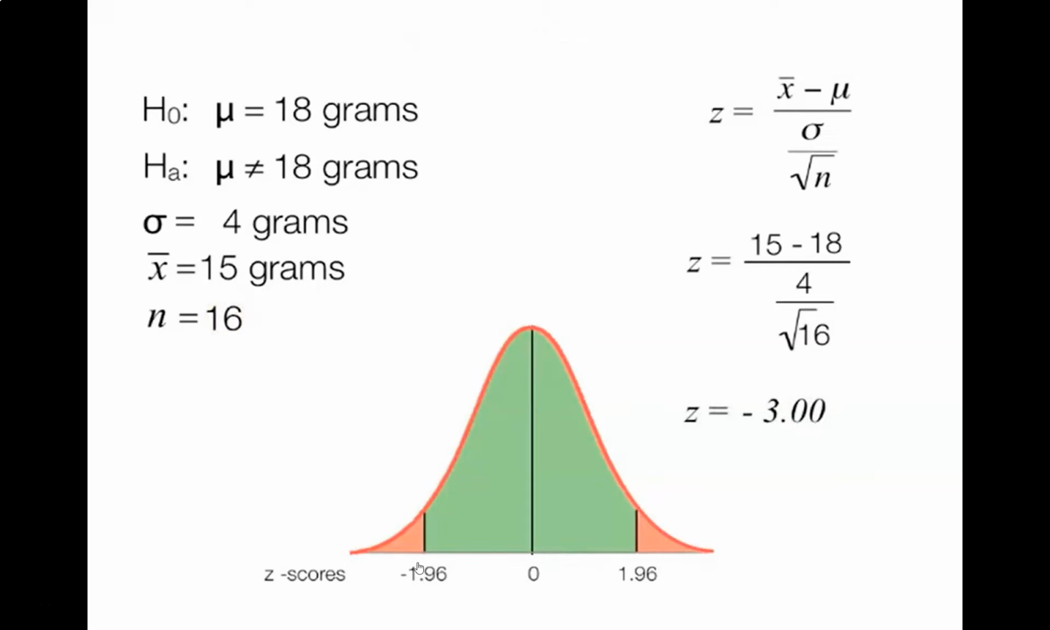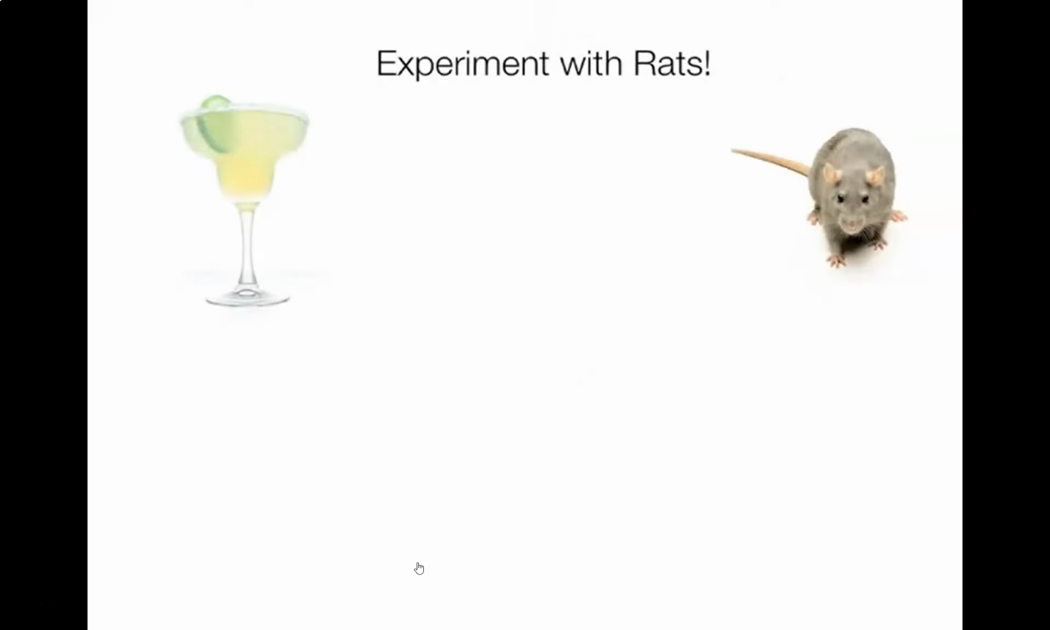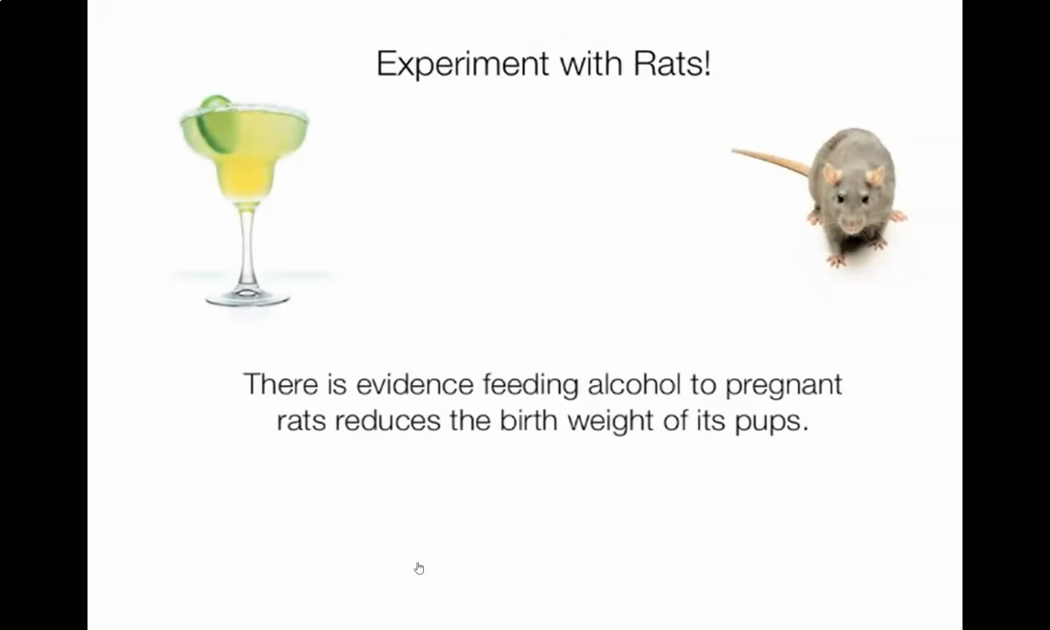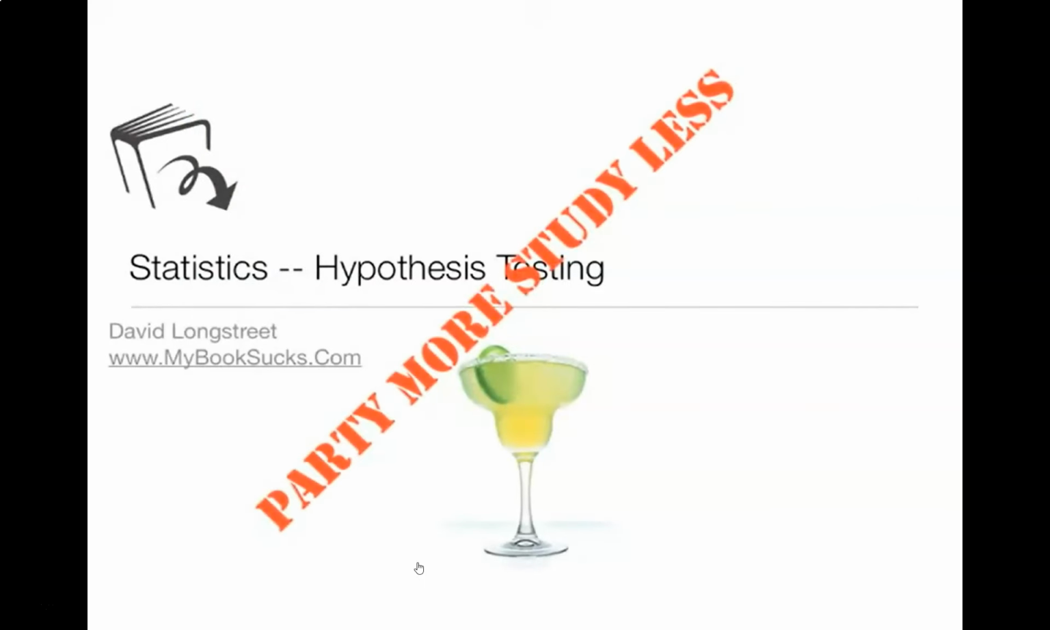Negative 3 would line up to the left of negative 1.96, so just about right there. So we say negative 3. So now we reject the null hypothesis. And we also then say there's evidence that feeding alcohol to pregnant rats reduces the birth weight of its pups. And that's just been a little video of what we discussed in class.